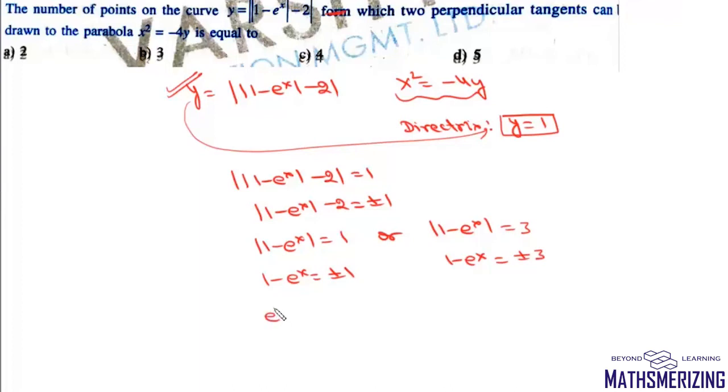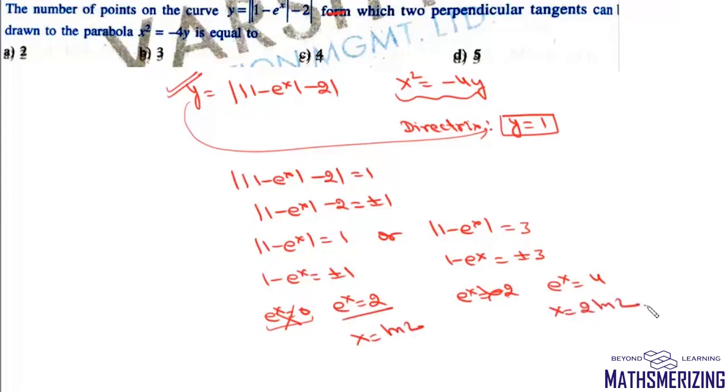So we can write e to the power x as follows. If we put plus 1, then e to the power x will be 0. If we take minus 1, then e to the power x will be 2. If we take plus 3, then e to the power x will be minus 2. And if we take minus 3, then e to the power x will be 4. Now e to the power x cannot be 0 because it is 0 only at minus infinity, and it cannot be negative. So the two values are at x equals log 2 and x equals 2 log 2. So the number of points on this curve is simply 2, and that's your option number A.